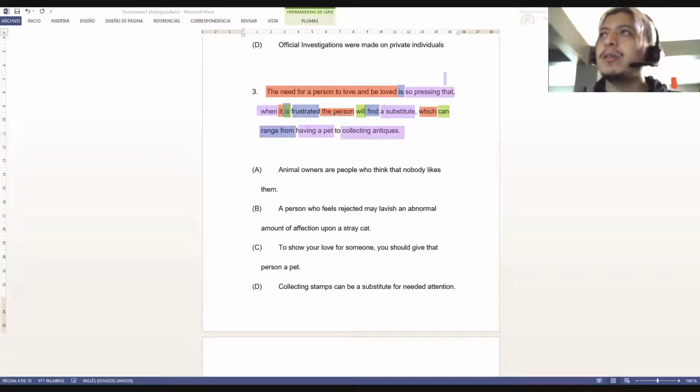The need for a person to love and be loved is so pressing, is so much pressure for people, that when this person has this feeling frustrated, they will find a substitute. If you don't find anybody to love you and to love, it is common to find a substitute. And this substitute can vary. It can range. It can go from having a pet, maybe that's one of the substitutes, to collecting antiques. This is like the spectrum. You have multiple options there.